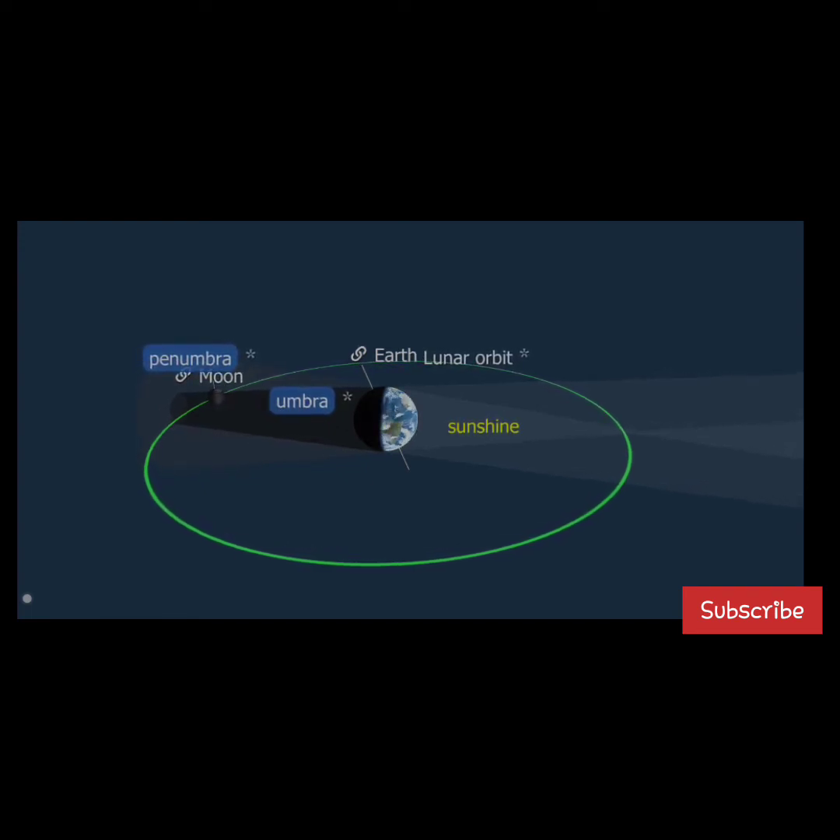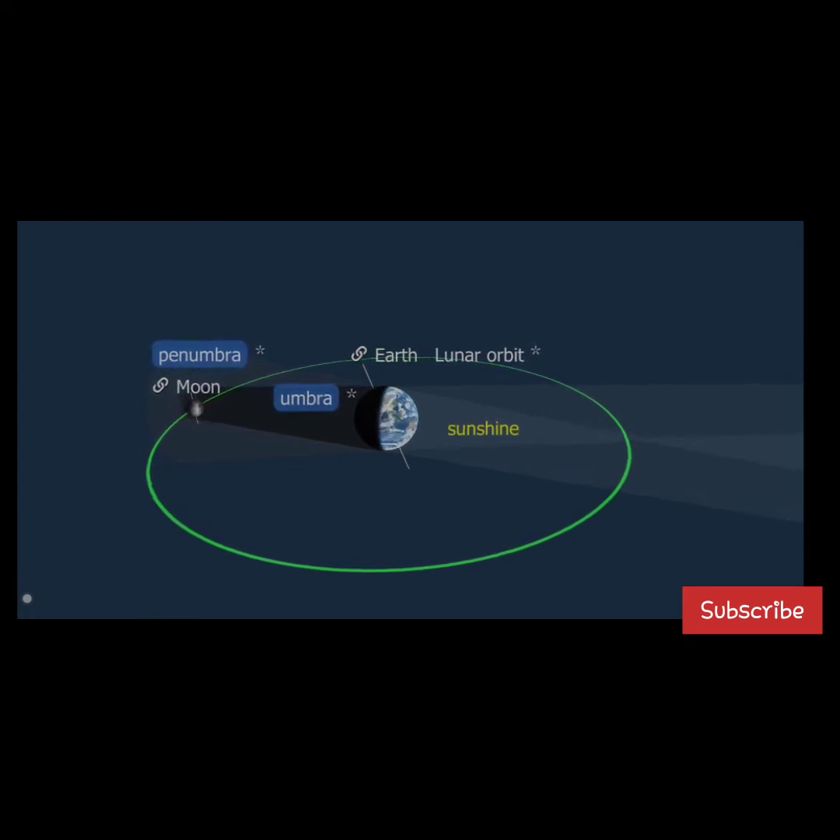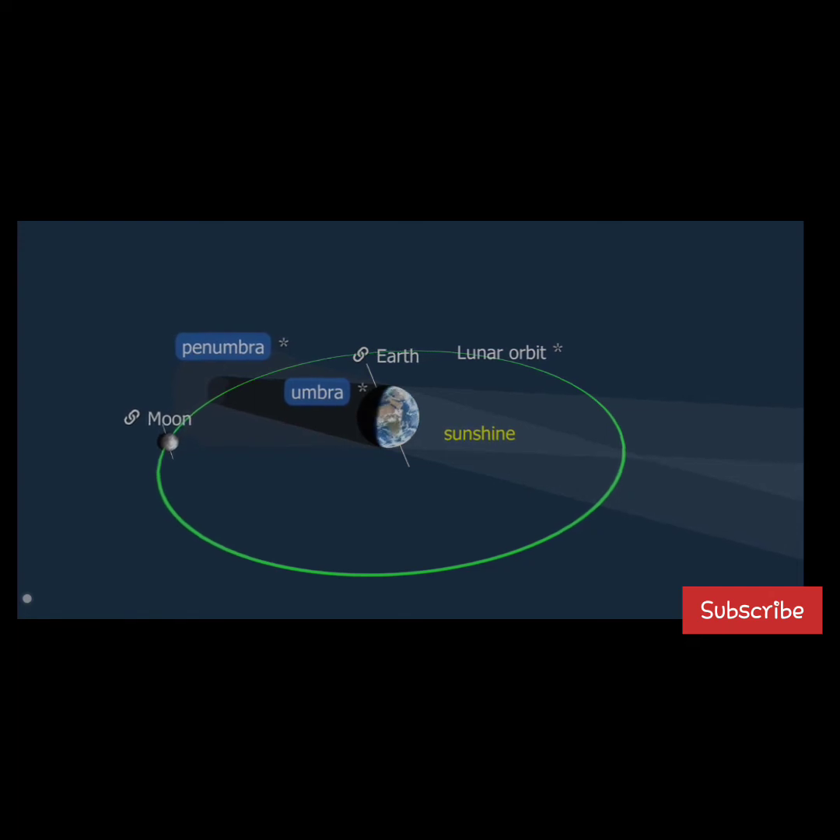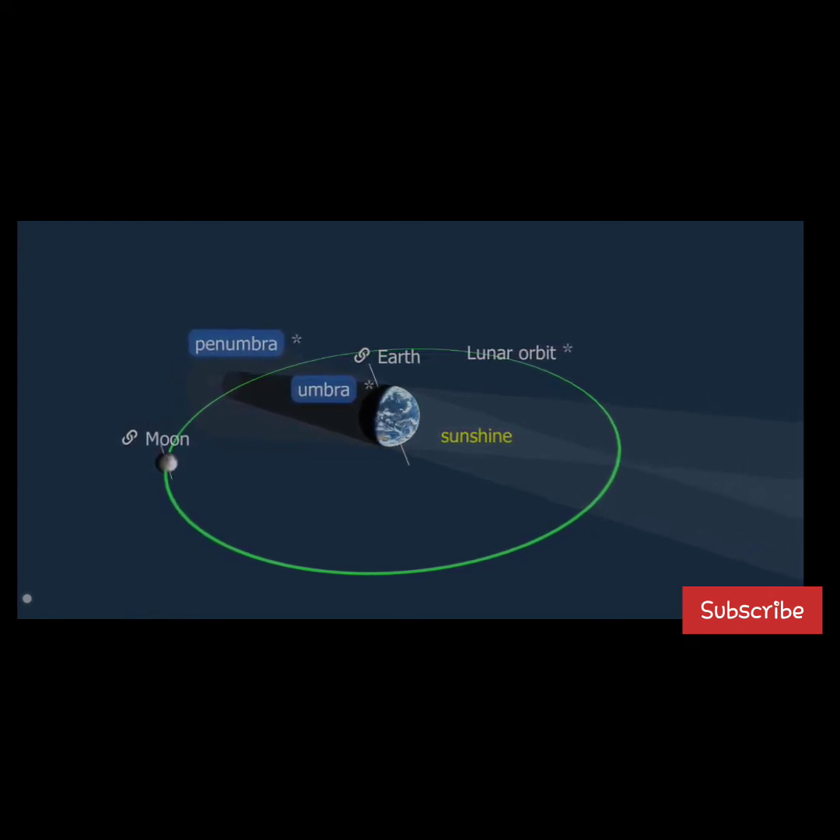The moon has no light of its own, but it reflects the light of the sun. The Earth blocks the sunlight, thus a shadow is formed behind it. Since the sun is larger than the Earth, the shadow of the Earth is composed of two cone-shaped components.